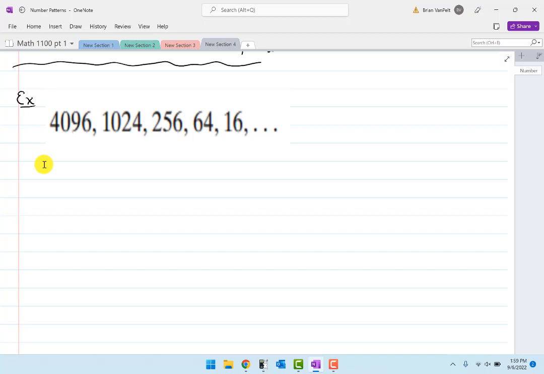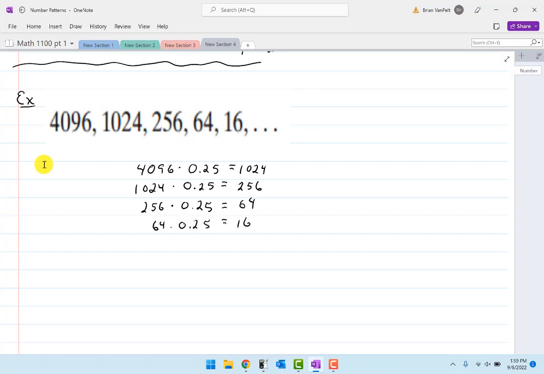Now, this is an interesting sequence. Believe it or not, this sequence is still geometric, because if I take 4096 and I multiply it by 0.25, I'll get 1024. Then if I take 1024 times 0.25, I'll get 256. 256 times 0.25 equals 64. 64 times 0.25 equals 16. And then the next number, 16 times 0.25, equals 4.